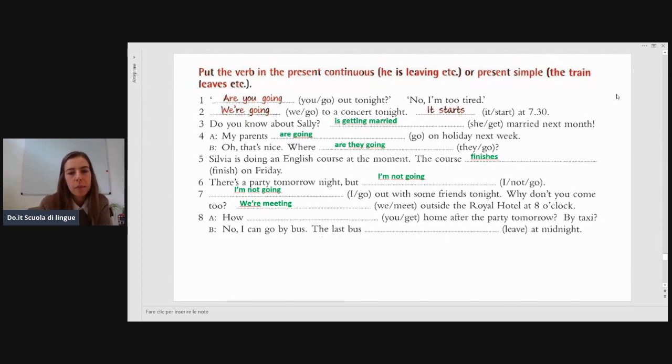Ok. Number 8. How, blah, blah, blah, get home after the party tomorrow? By taxi? No, I can go by bus. The last bus parte a mezzanotte. So what is it going to be? Present simple or present continuous? Let me know.